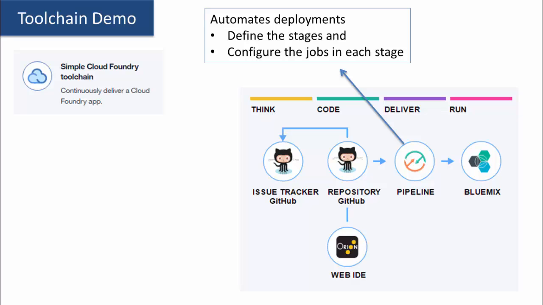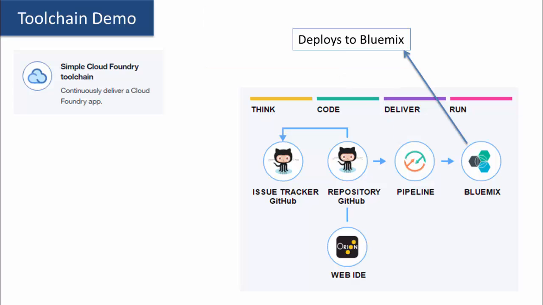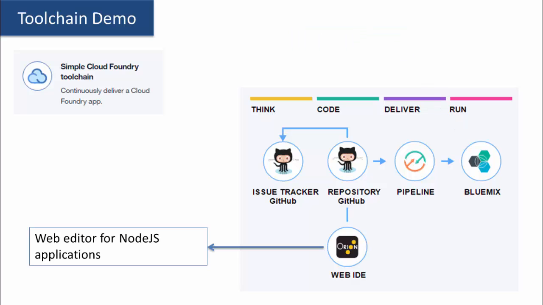Pipeline is where all the continuous delivery stages are defined. By default, the template creates two stages that can be configured as per the needs of the project, and new stages can also be added. The delivery pipeline is pre-configured to deploy the code on Bluemix. The Web IDE is a tool for Node.js editing in the browser. I'll ignore this tool as it is not related to the core topic here.